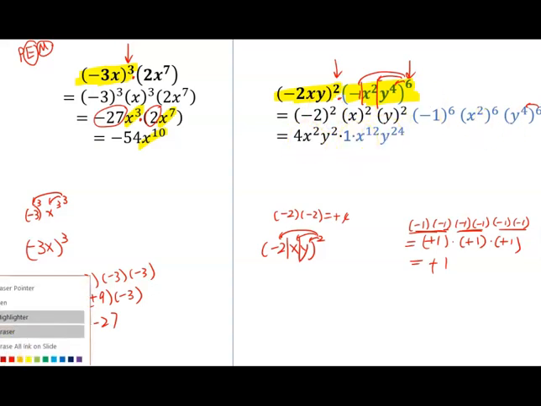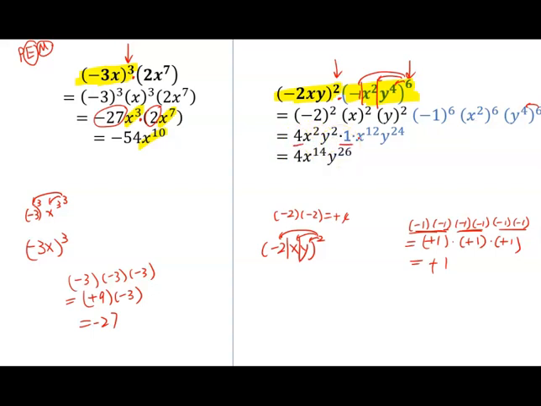Now, finally, we can do multiplication. We're going to multiply 4 and 1 to get 4, and x squared times x to the 12. In this case, it's not 12 twos; 12 twos would be like that, but we don't have this case. We have 2 x's and 12 x's, so we add 2 and 12 to get 14. And for the y's, we have 2 y's and 24 y's. Add them together, we get 26 y's.